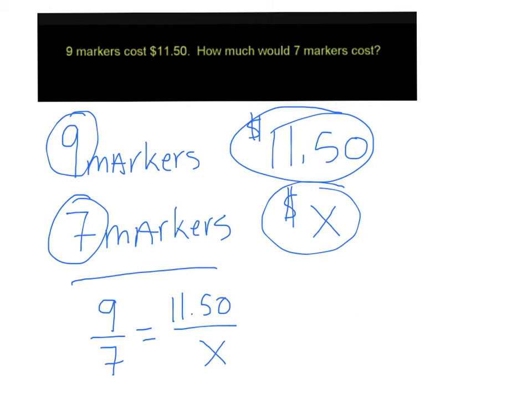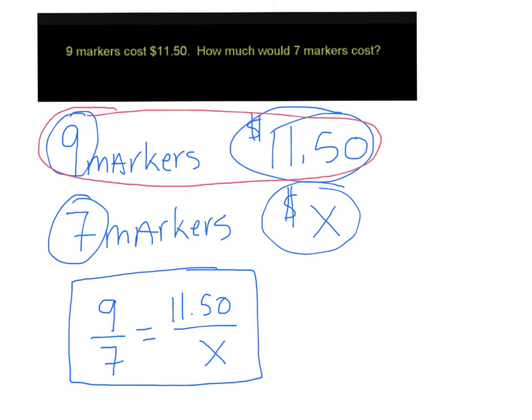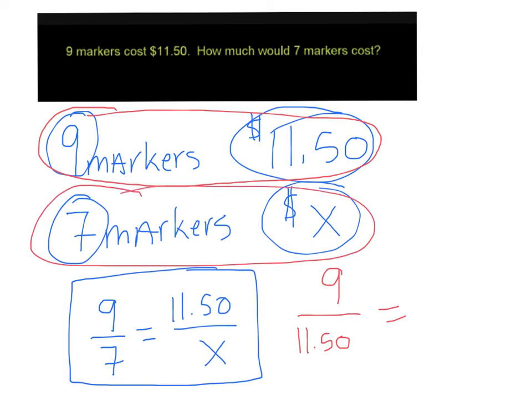And this is called a proportion. A proportion is just two fractions, fraction 1 and fraction 2, with an equal sign in the middle. Now you can set this up also. You could say 9 markers is to $11.50 as 7 markers is to x. And so either of these proportions would work, and here's how I know.